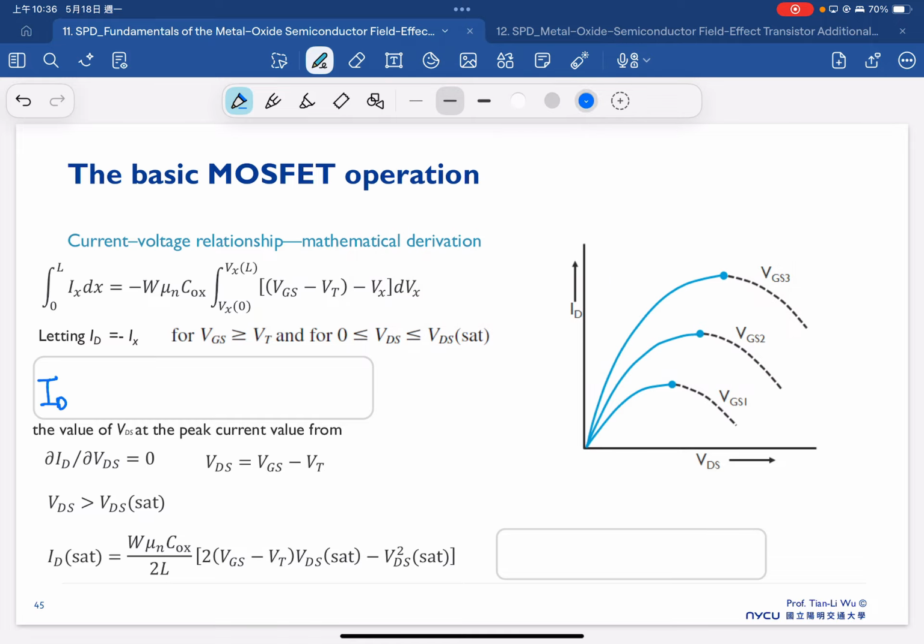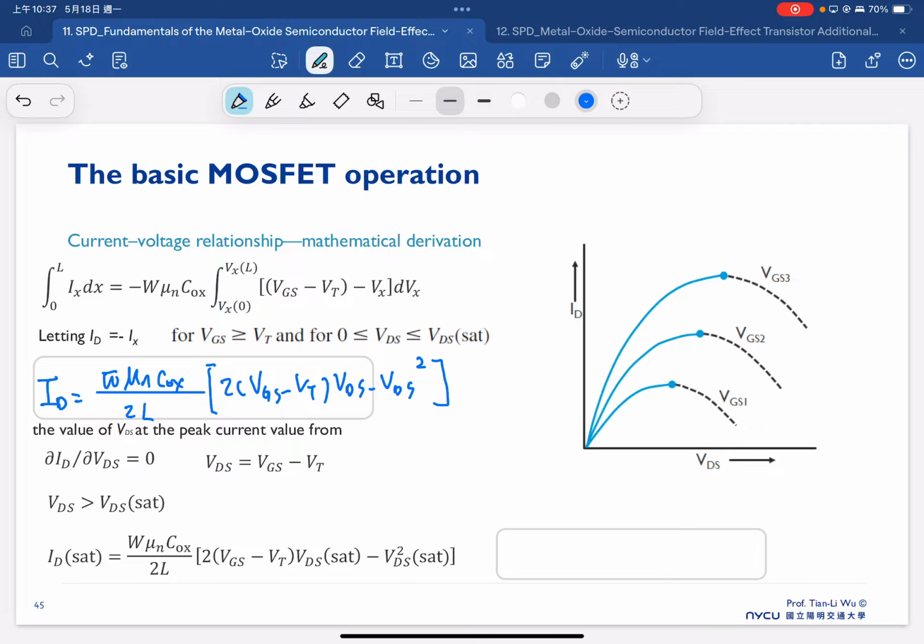ID is equal to W mu n Cox over 2L times 2 (VGS minus VT) VDS minus VDS squared. This is the equation that we already showed in the previous slide.